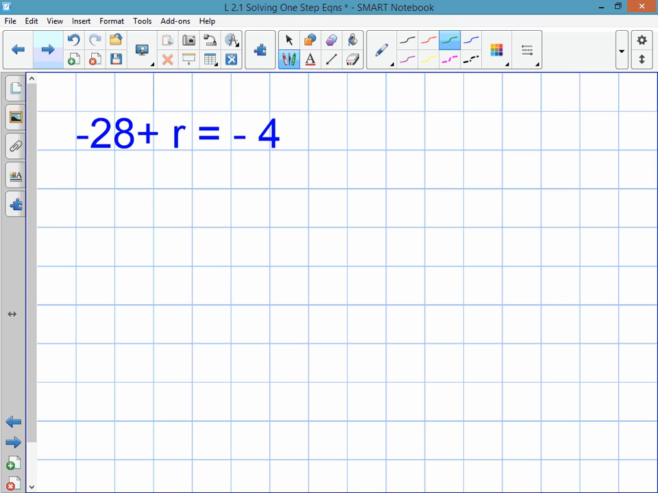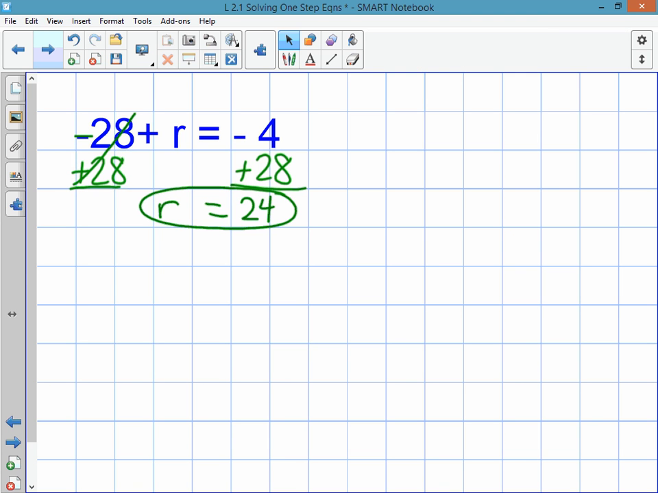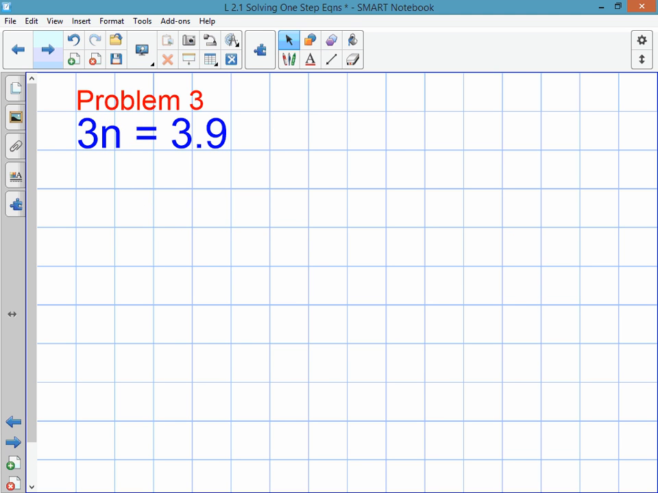In this problem, negative 28, the way you get rid of it is to add 28. And you do that to both sides because what you do on one side, you do on the other side. Those two cancel. R equals negative 4 plus 28, which is positive 24. Okay, so those are basic examples of addition and subtraction.